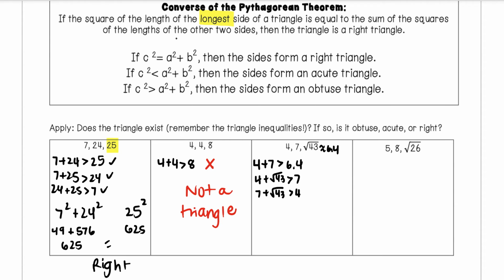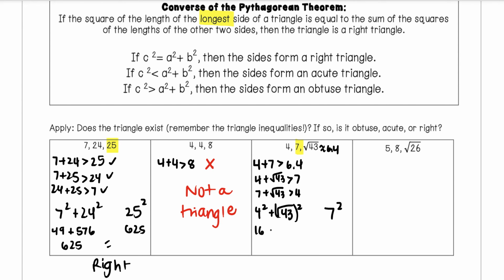So because those all pass, we know we could at least have some sort of triangle here. We're going to use this up top, the converse, to test whether it's a right triangle or not. So the longest side in this triangle would be 7. So A is going to be our 4, and B is going to be the square root of 43. We're going to put it in exactly as it is, and we're going to square that. And then our C is 7, so I'm going to square that on this side.